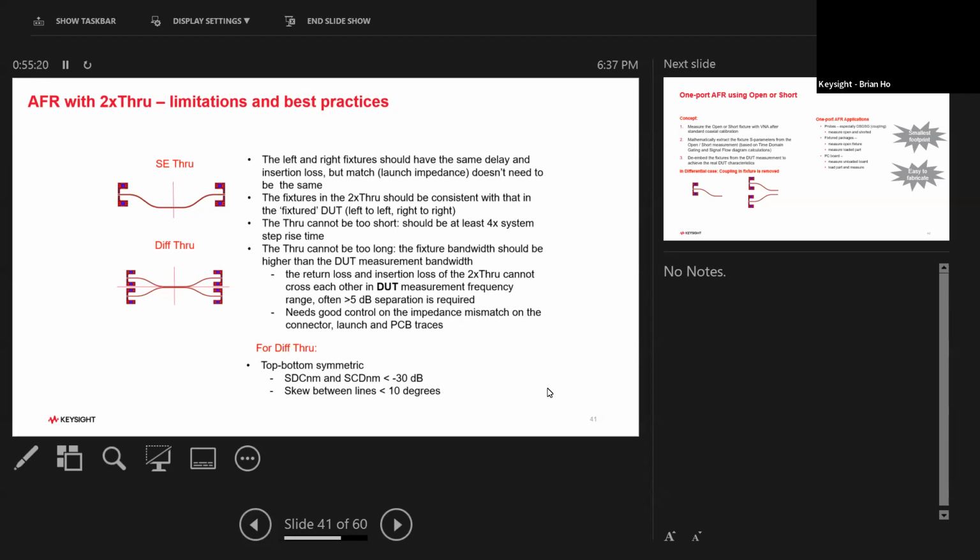And the through cannot be too long. The band should be higher than the DUT bandwidth. So yeah, there are some disadvantages to this, but it's a very handy way to do it.